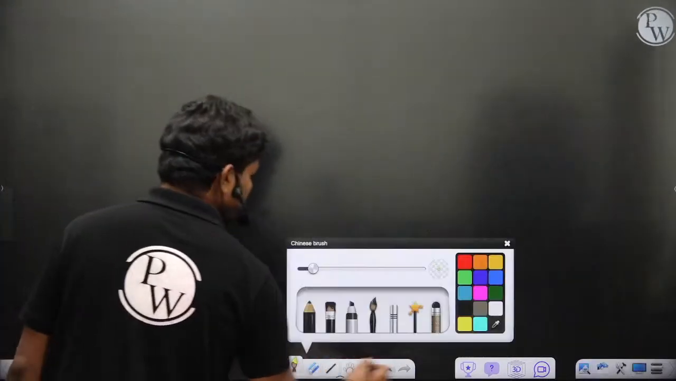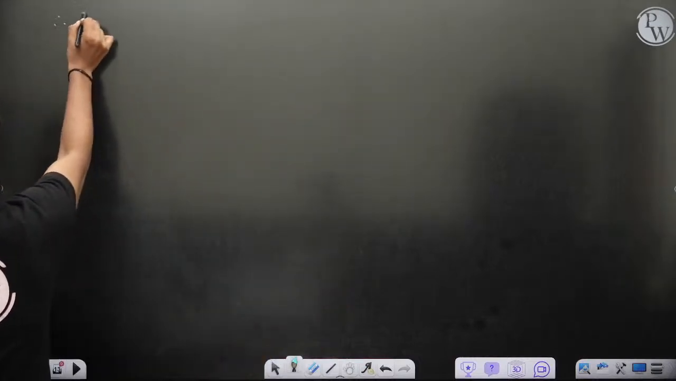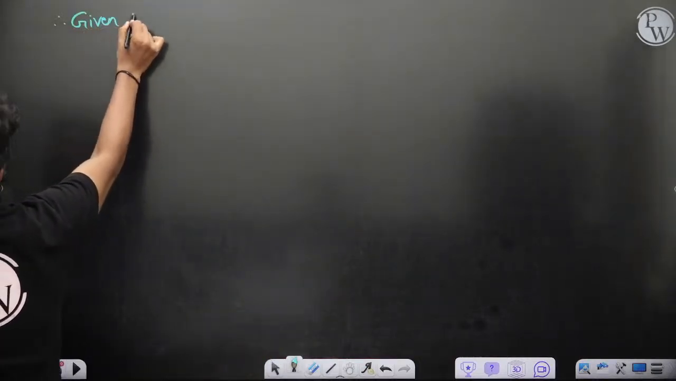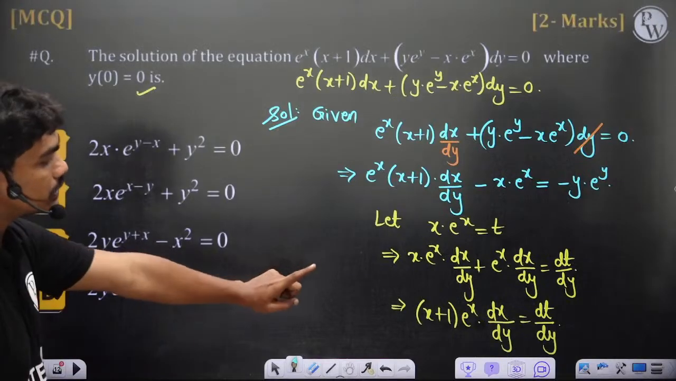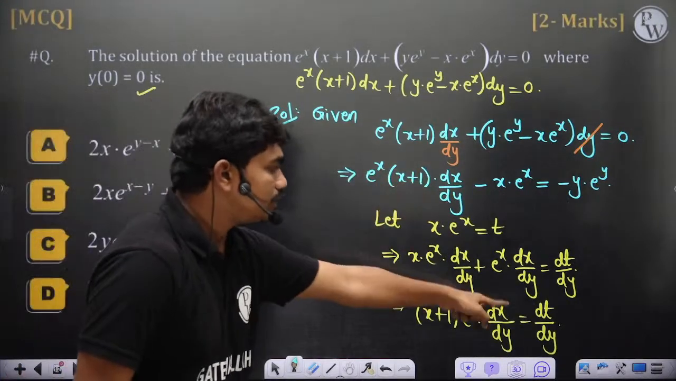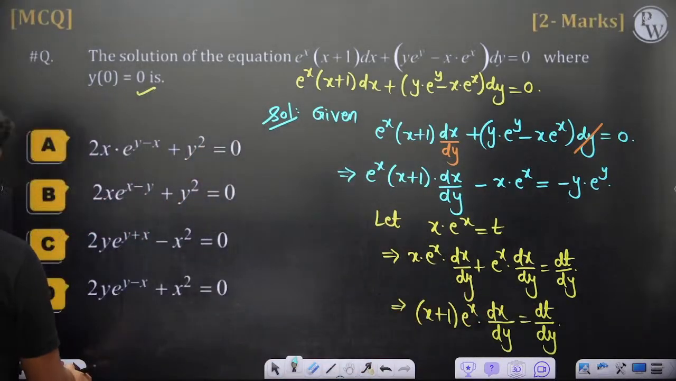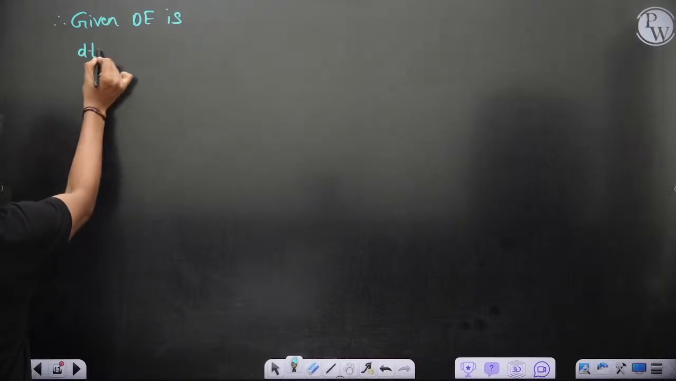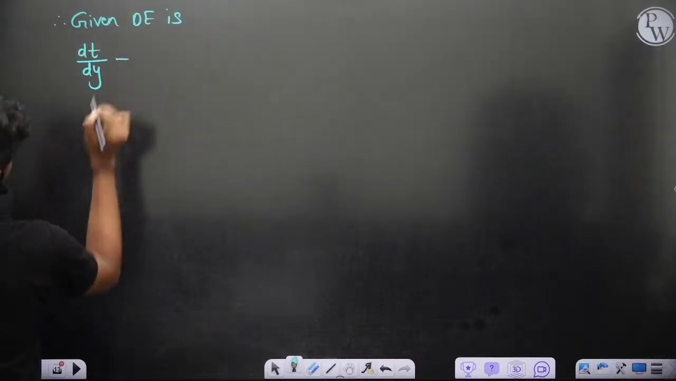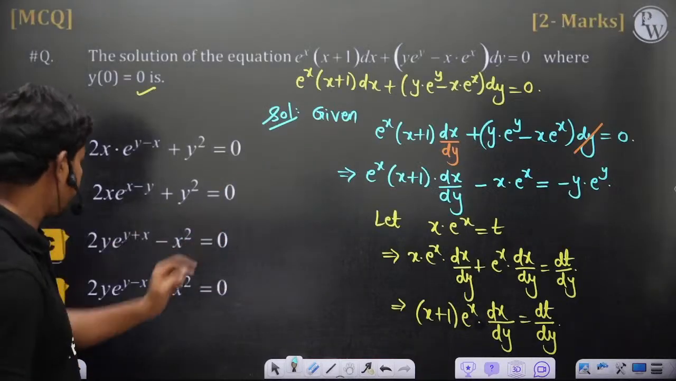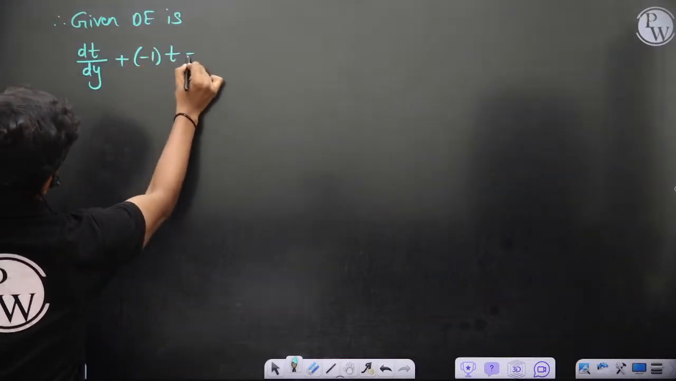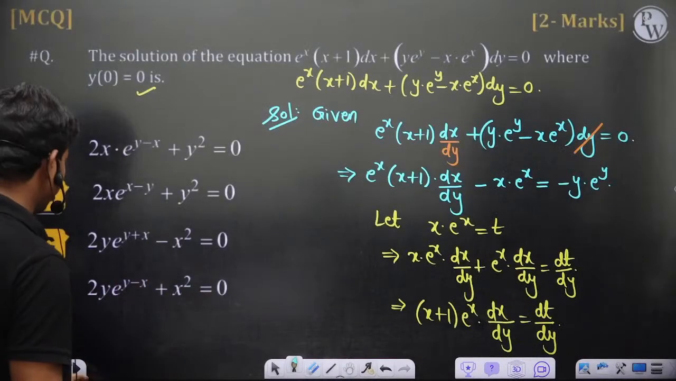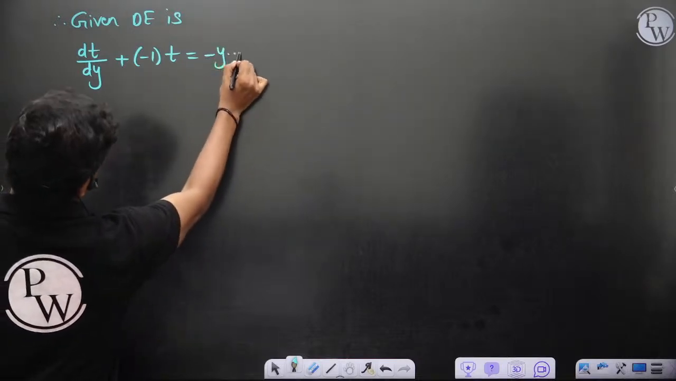Therefore, given equation, this complete first term can be replaced with dt by dy. So dt by dy minus, you have minus t, of course. Okay, so you can write this as plus minus 1 into t is equal to some function of y, minus y into e power y actually.